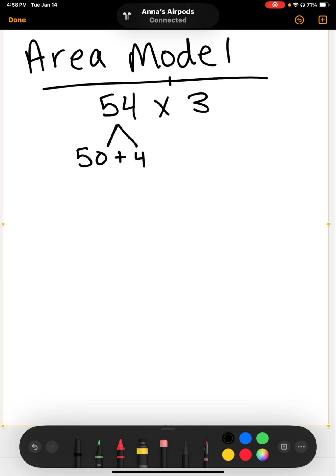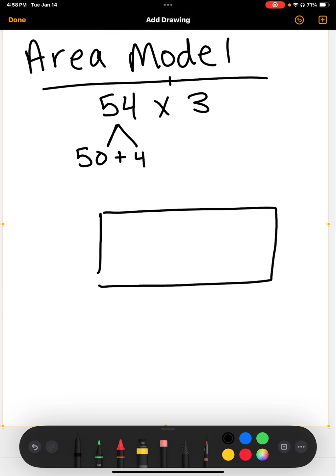The next step is to draw the actual model itself, which is typically a longer rectangle divided vertically into two sections. Along the top, you're going to label using that decomposed two-digit number. So you're going to have your 50 over the bigger section and then the 4 over the smaller section. Down the side, you're going to label with the single-digit number. One side, one digit, we're going to use the 3.